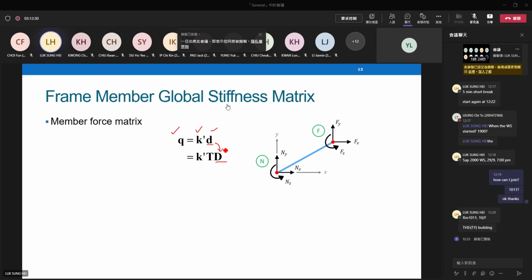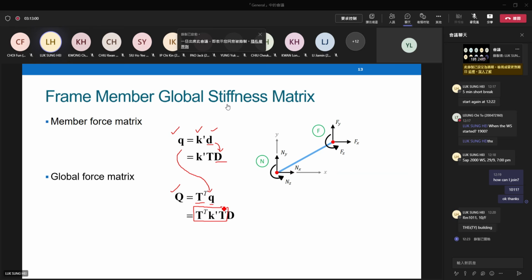Next, we would like to convert force. How to convert force? We can use the second transformation equation. Global force equals the transformation matrix times local force, and local force equals K prime T D. So what is the matrix in the global system? It is equal to T transpose times K prime times T.